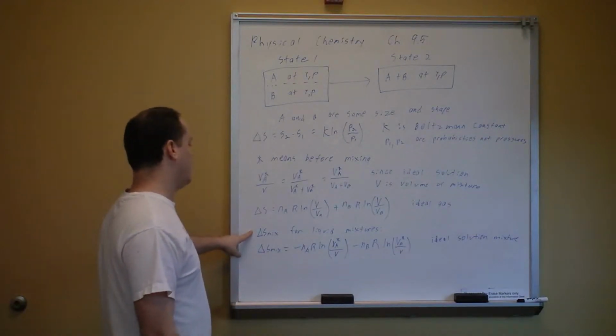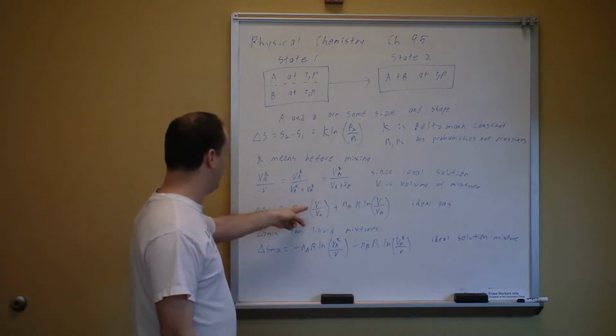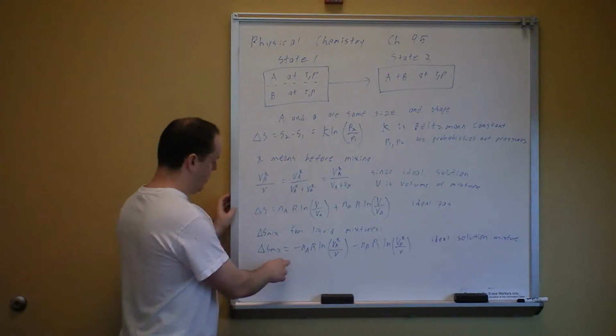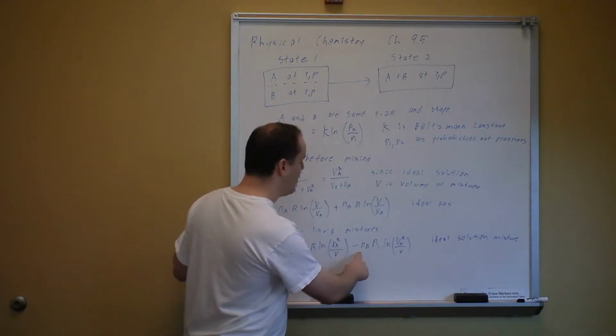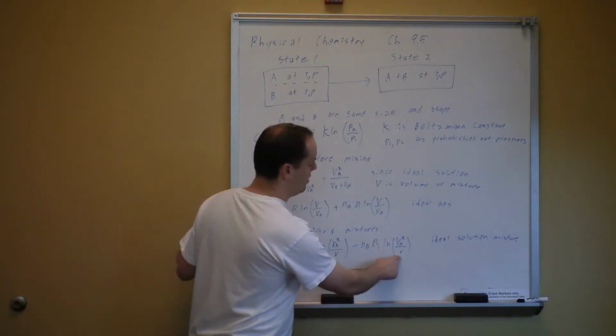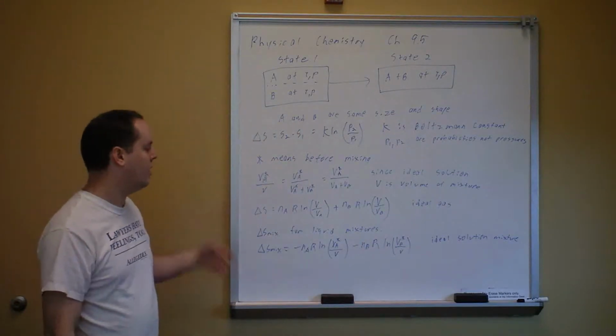Now delta S mixing for liquid mixtures is going to be like this. If you flip this upside down, you get a minus sign. So we're going to get minus nA R natural log of VA star over V, minus nB R natural log of VB star over V. And again, this is only for an ideal solution, which is our mixture.